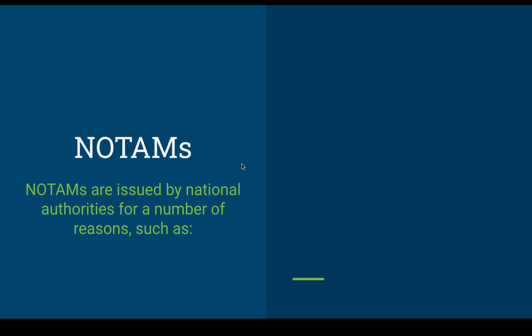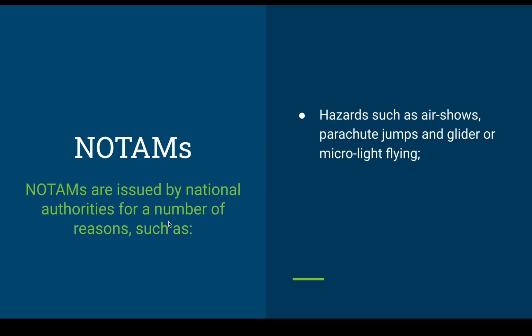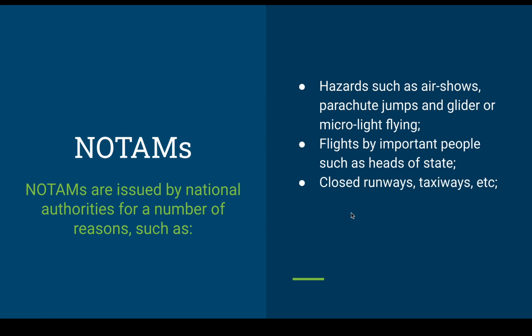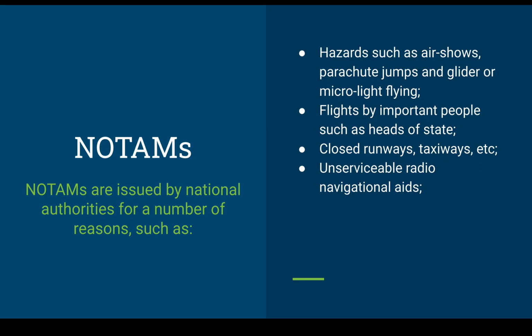NOTAMs are issued by national authorities for a number of reasons, such as hazards like air shows, parachute jumps, glider flights, and flights by important people such as heads of state. So when the president visits, we may get a NOTAM. Then there are closed runways. Maybe they're going to pave a runway at an airport, so they'll say: notice to air mission, runway 35 at Salt Lake International is closed. That way you know, because you're planning on using that runway. It'd be good to know that, because some airports only have one runway, and sometimes they'll close them. It will still be on your chart and everything, but you're required to know those NOTAMs before you go fly.